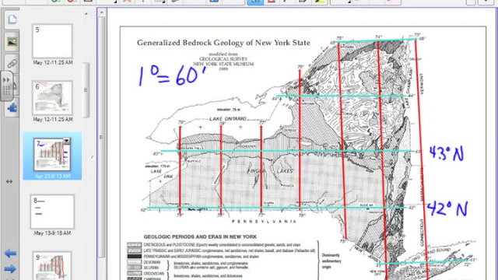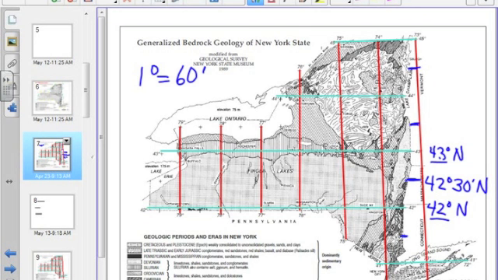Now, what I do like about the way the New York State map is drawn, halfway between each full degree, and I see it here, halfway between my 42 degrees north and 43 degrees north, there's another little tick mark. And that's going to tell me I'm halfway through that count of 60 minutes. This would actually then represent 42 degrees, 30 minutes north. And you'll find that halfway through tick mark in between every full degree.